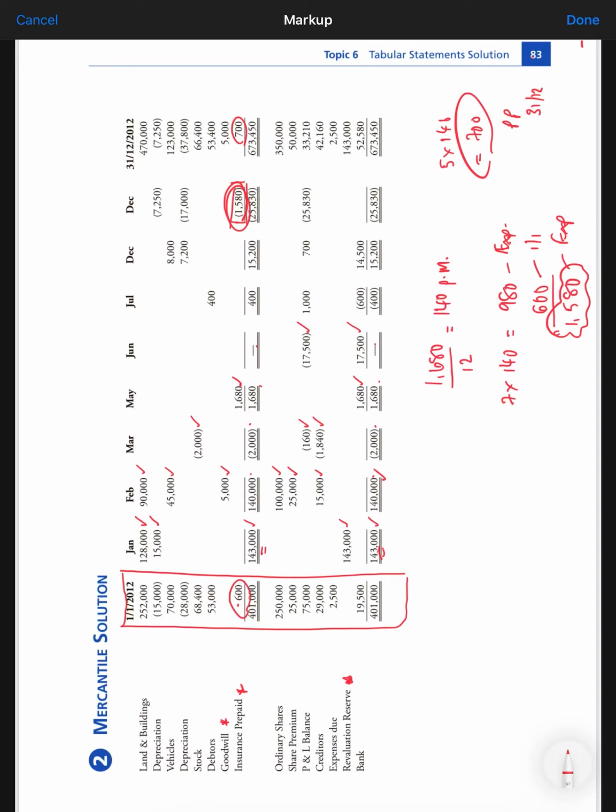Obviously, zero balance. July, a payment of 600 was received. You've done this question or this working many times with your long questions, question 1.